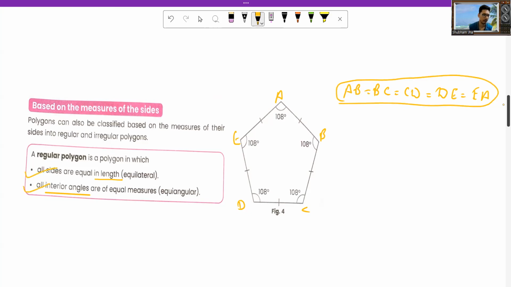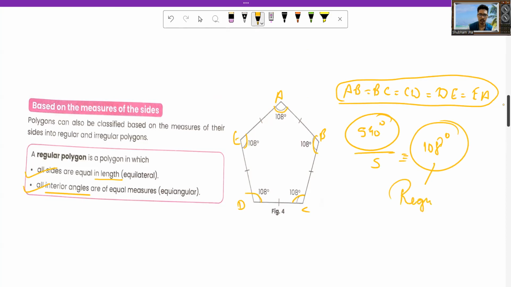What about the second one? If you look at all the angles, this is 108, 108, 108, 108, and 108. Actually, the sum of all the angles of a pentagon is equal to 540 degrees. So if you divide this by 5, it will be 108 degrees. So if all the angles of a pentagon are 108 degrees, then this will be my regular polygon.